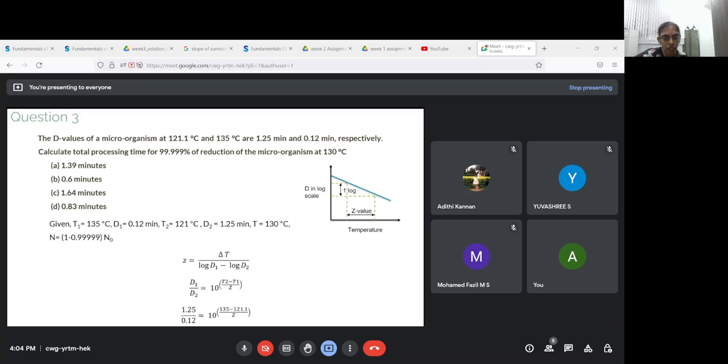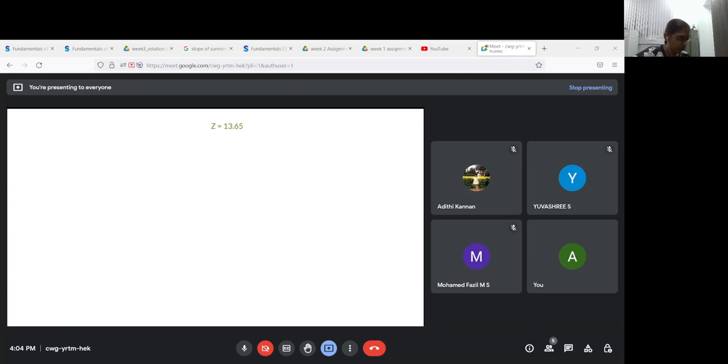Yeah, you have to take log to the base 10 on both sides, so that you will get log D1 by D2 equal to (T2 minus T1) by Z. Here log to the base 10 and 10 will get cancelled. So you will have 135 minus 121.1 divided by Z on the RHS, and your LHS will have log 1.25 divided by 0.12. So this is log to the base 10. So the Z value comes out pretty close: 13.65 is what the Z value comes out.